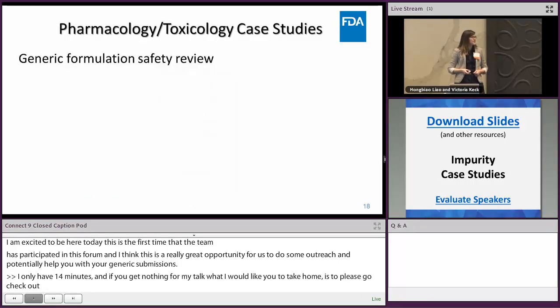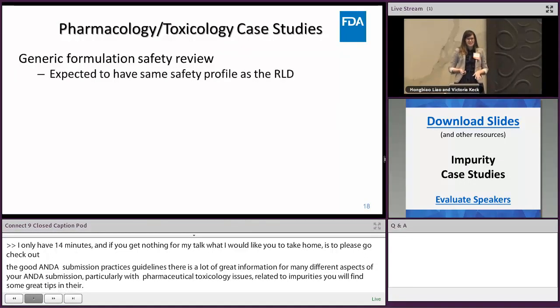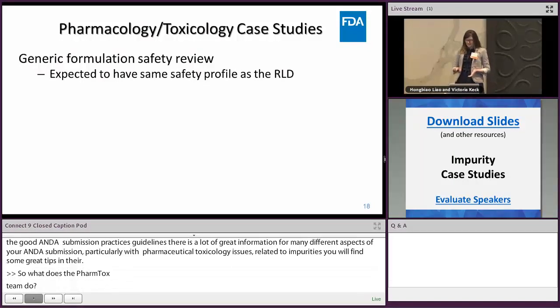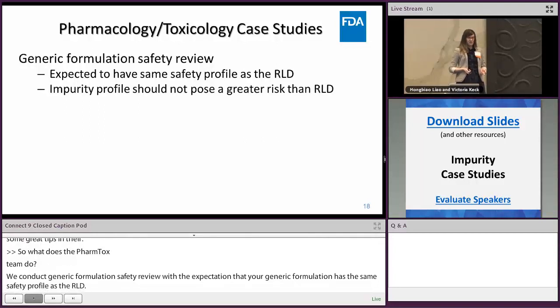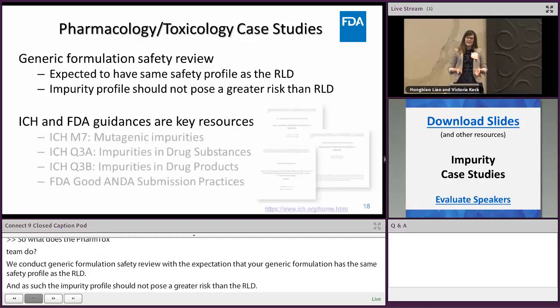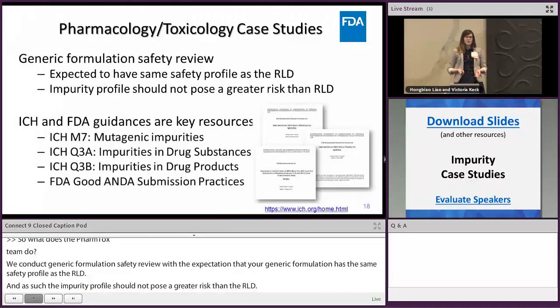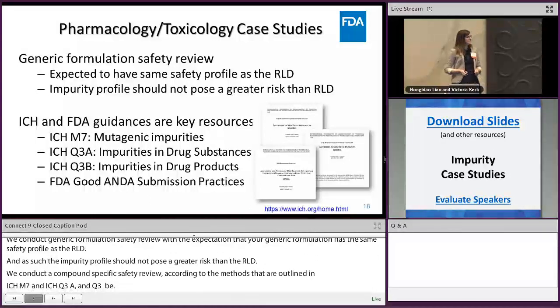All right, so what does the PharmTox team do? We conduct generic formulation safety review with the expectation that your generic formulation has the same safety profile as the RLD. And as such, your impurity profile should not pose a greater risk than the RLD. We conduct a compound-specific safety review according to the methods that are outlined in ICH M7 and ICH Q3A and B, as Hongbio had talked about. And again, the FDA Good ANDA Submission Practices is good for you to check out to see our approach of conducting these reviews on impurities.